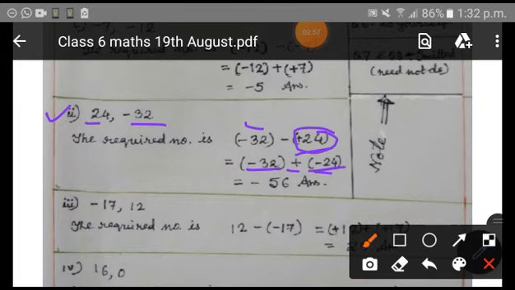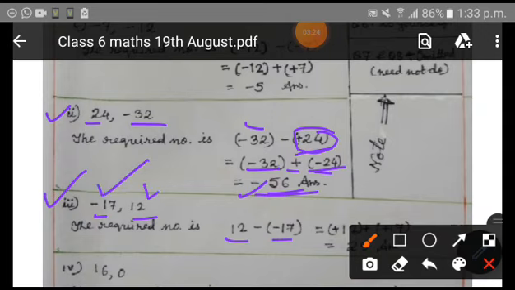Whenever we are adding two negative integers, at that time what we do, we add their absolute values and put the negative sign. So minus 32 plus of minus 24, we are getting minus 56. Minus 56 as the answer, putting the minus sign and adding their absolute values. Next one also, minus 17 and plus 12. So the required number will be 12 minus of minus 17.